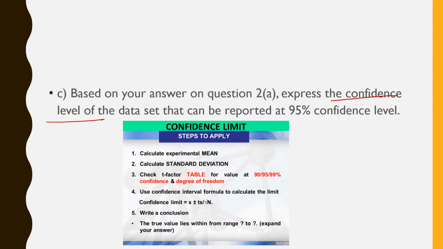First you have to calculate the mean, and then you have to calculate the standard deviation, and then you have to check the T factor table. And then use the confidence interval formula here. Confidence limit equals to this one, and then write the conclusion.